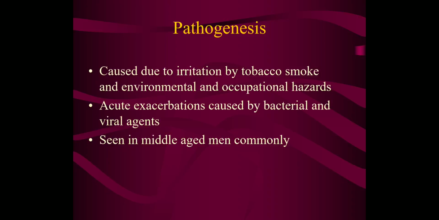And there can be acute exacerbations. That is another important thing you should understand, that both this emphysema, chronic bronchitis, as well as asthma, bronchiectasis, etc., will have acute exacerbations. What do you mean by exacerbations? These patients will develop infections or superadded infections over this lung pathology. So these patients are more prone to developing secondary infections. So that is known as acute exacerbations. So that is caused by bacterial and viral agents.